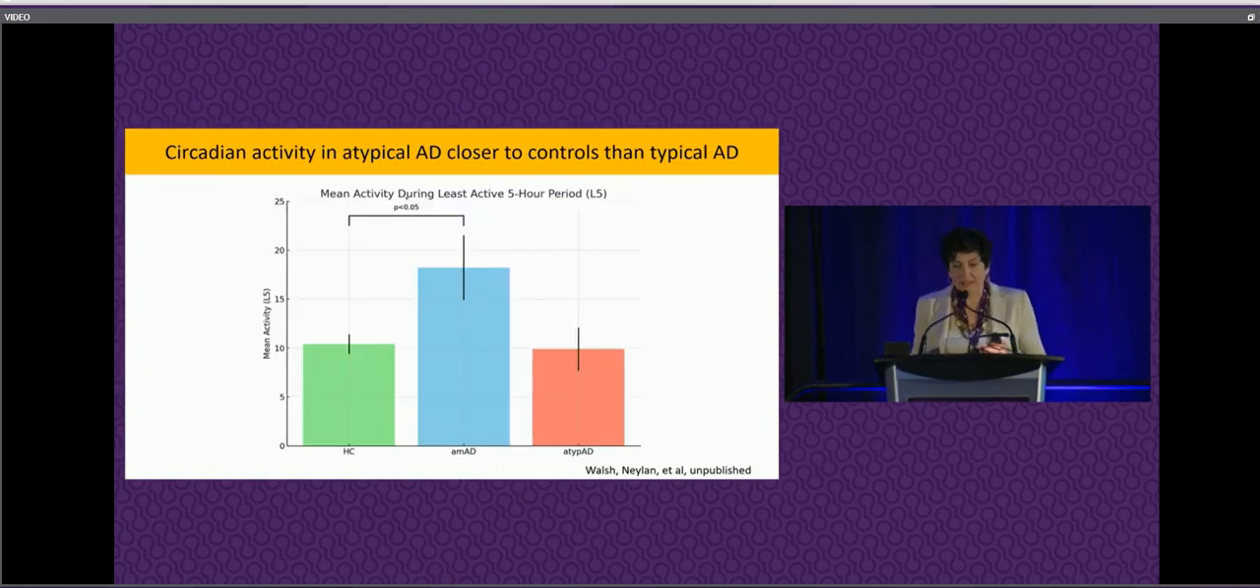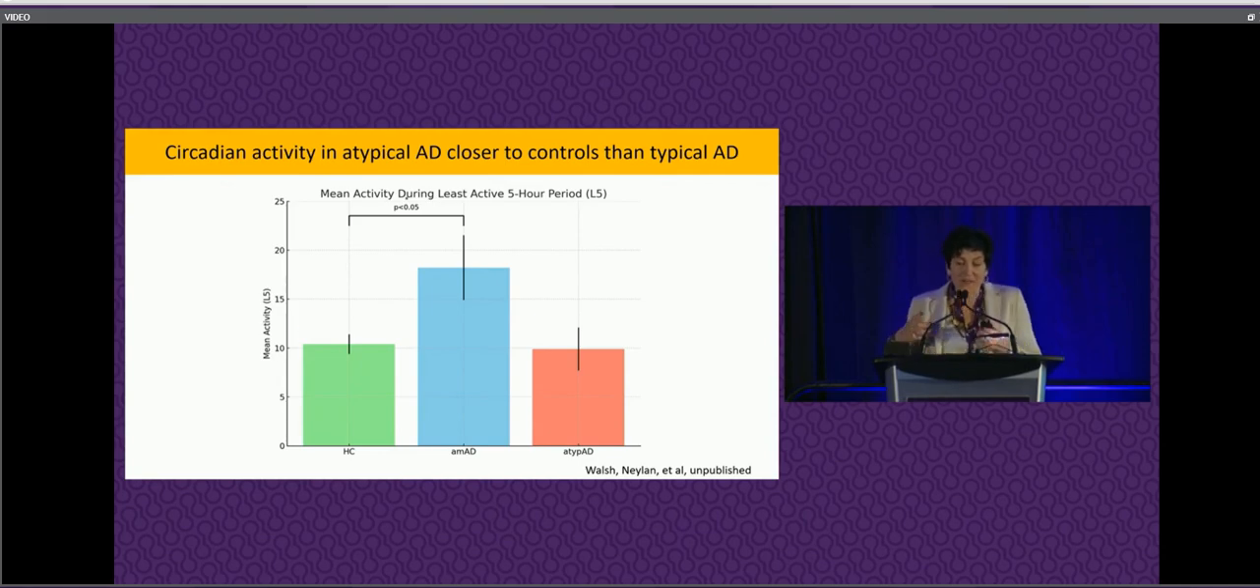Now, finally, we decided to look again at a different area, right? I mean, this is post-mortem, it's late stage, it's cross-sectional. We cannot just draw conclusions by looking at one area. So we finally went to the SCN, the suprachiasmatic nucleus, the circadian area. Christine Walsh and Tom Nylam at UCSF have been following a living cohort, and they detected that the typical Alzheimer's disease patients have more circadian dysfunction than the atypical ones. The atypical one is much more similar to controls than the typical.